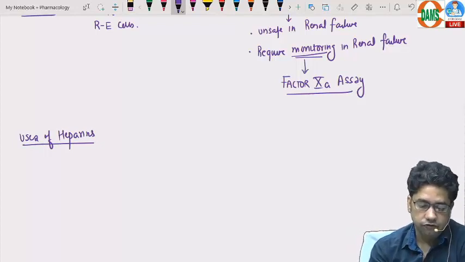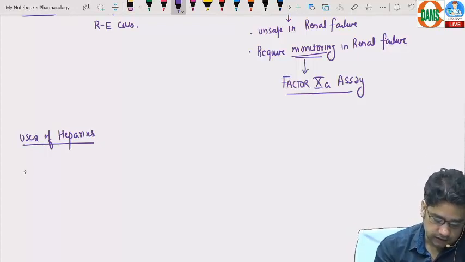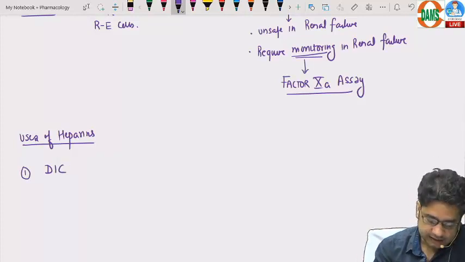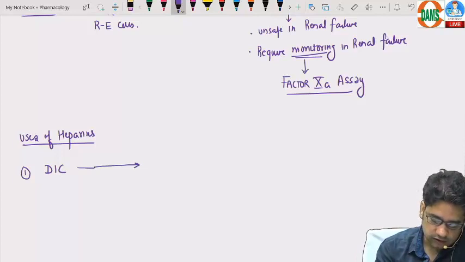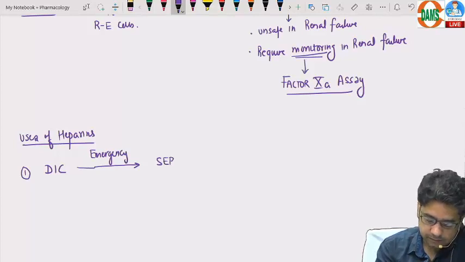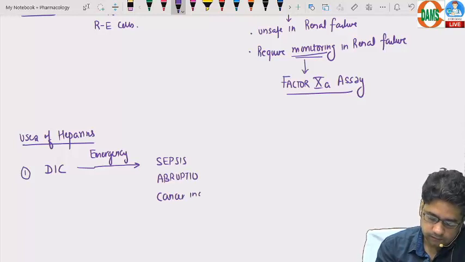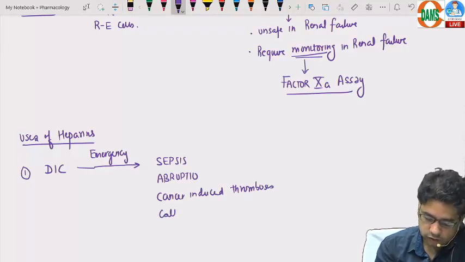Okay, first point, if the patient of DIC comes to you, DIC is disseminated intravascular coagulation, it is emergency. Can you tell me certain causes of DIC? Sepsis, abruptio, cancer induced, thrombosis, catheter induced thrombosis.